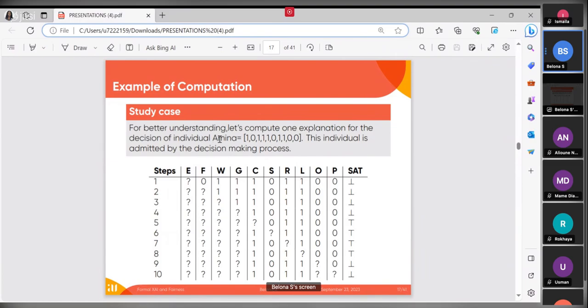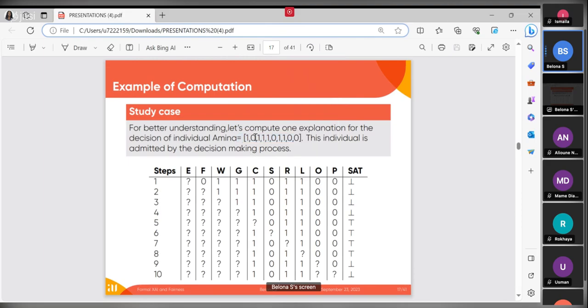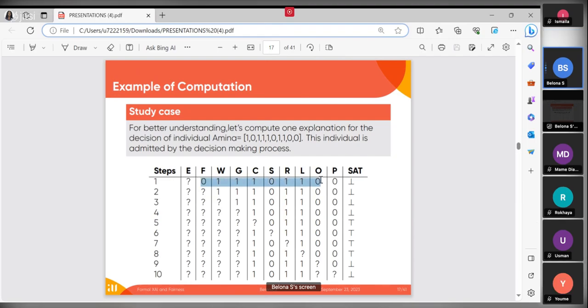If you remember our individual Amina with these features, this is how we compute those explanations. Basically, first you consider that Amina itself, with all the features, is an explanation. Then we just look for the smallest subvector of Amina which is necessary to take the final decision. To do this, you will subsequently remove constraints on the features and see whether the rest of the vector is still acceptable by the system.